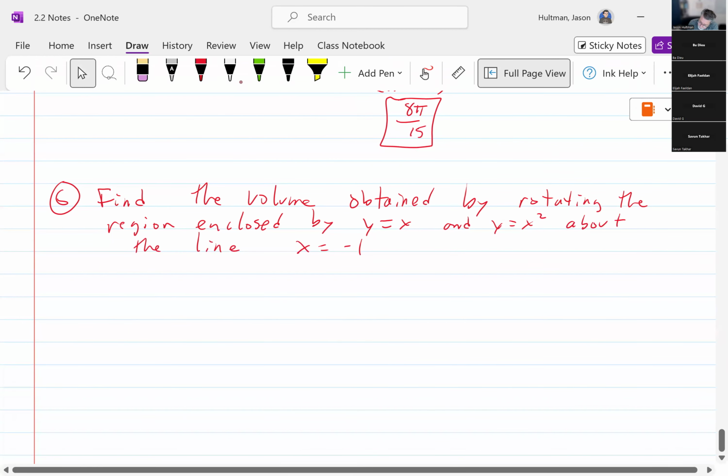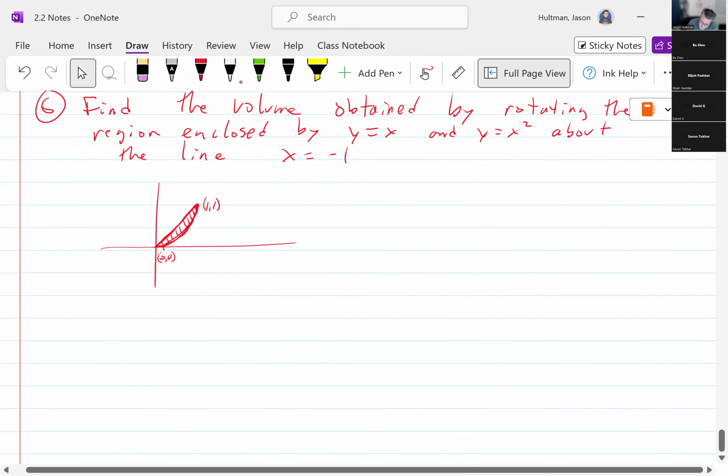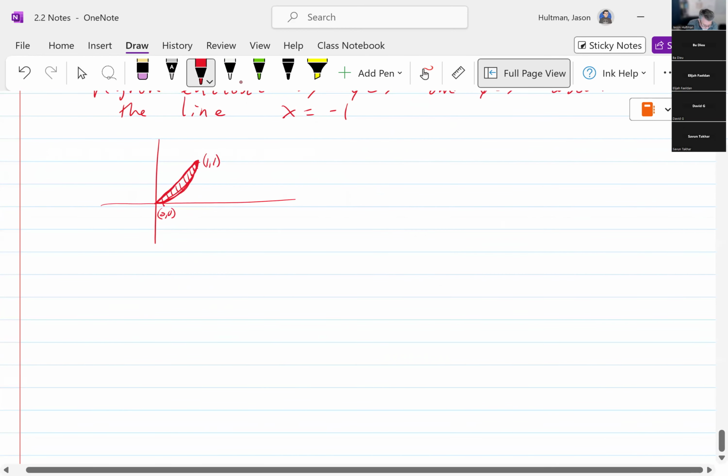So we saw from the previous example that the area enclosed by these two things looks like this. Okay. And this goes from 0, 0 to 1, 1. You saw that from the previous example, but we want to now rotate it around this auxiliary line, x equals -1. Okay.